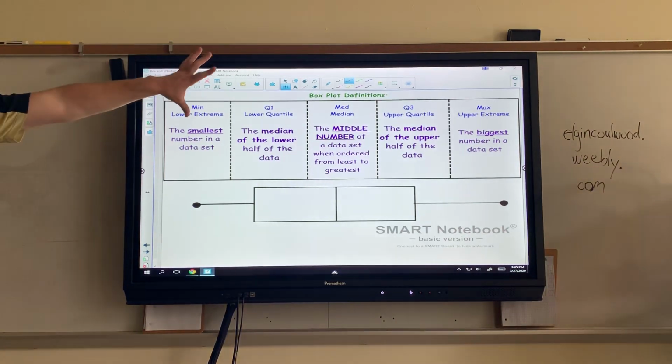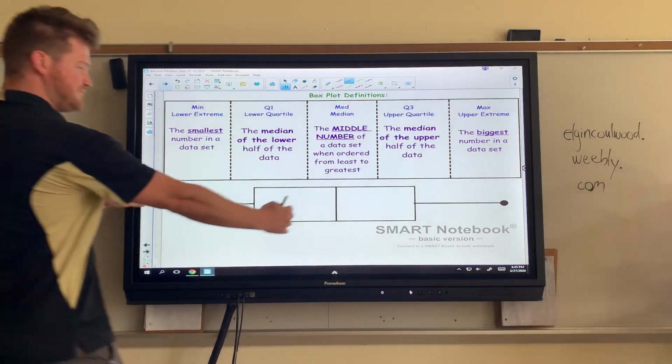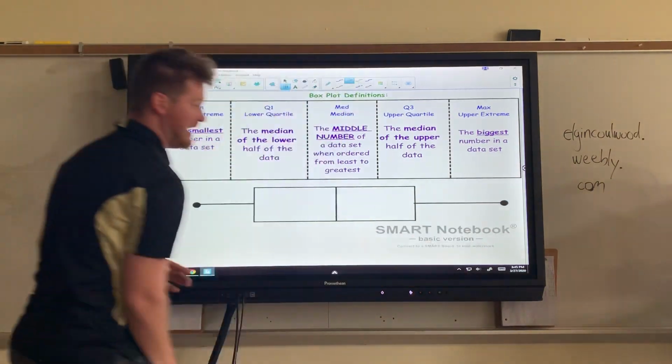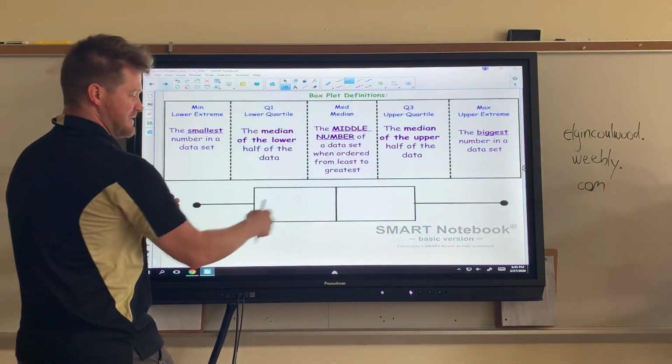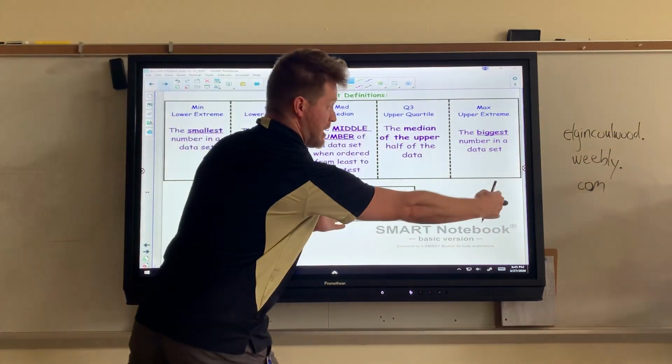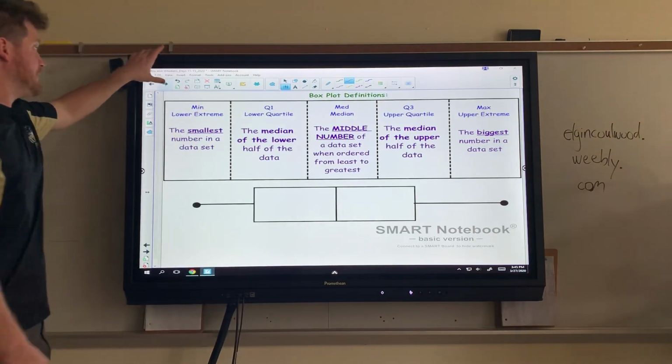Once you have them in order from least to greatest, from this line over is the lower half, and from this side over is the upper half. The middle number of the lower half is going to be the start of the box. The middle number of the upper half is going to be the end of that box right there.